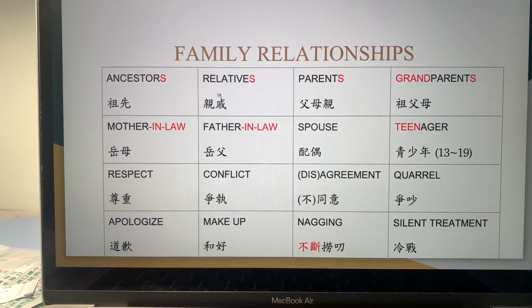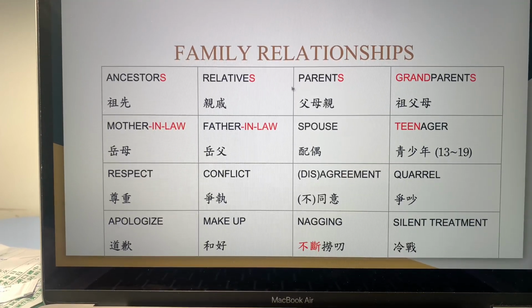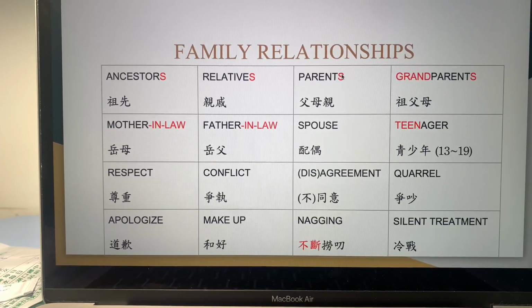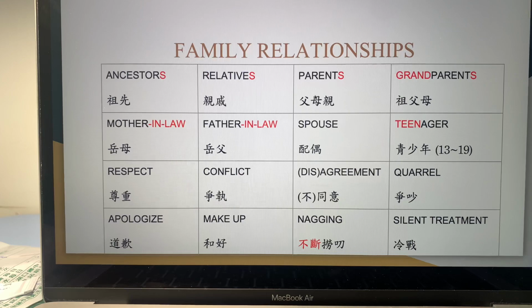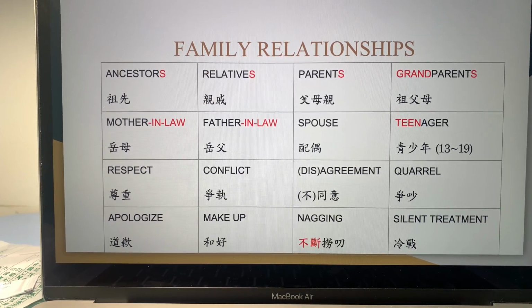Relatives, 亲戚, relatives, 亲戚. Also, parents. If you didn't add the S, it will be only one, like father or mother, but we add S, so it will be 双亲, 父母亲.